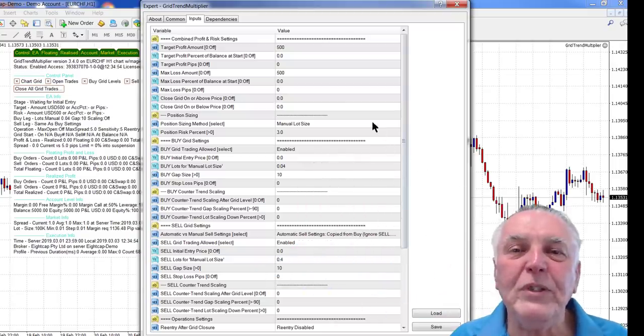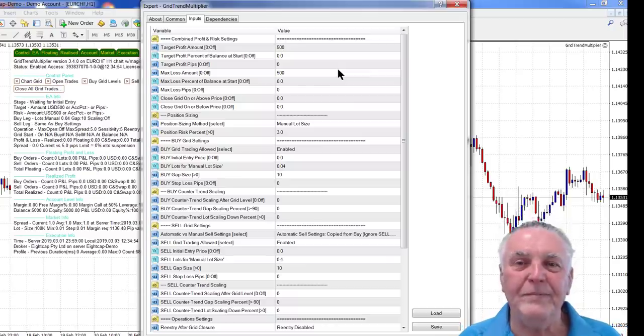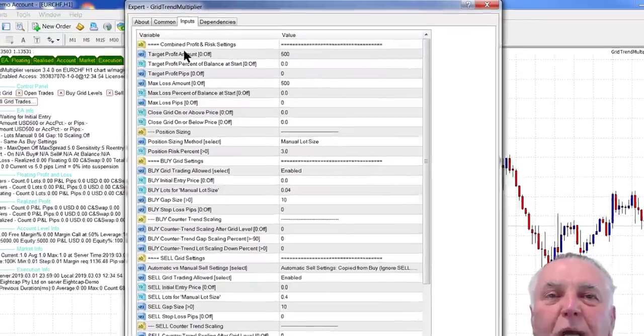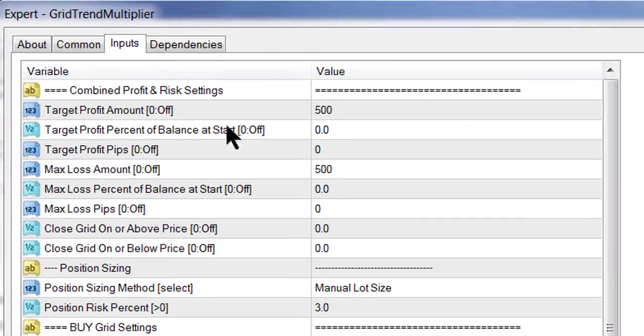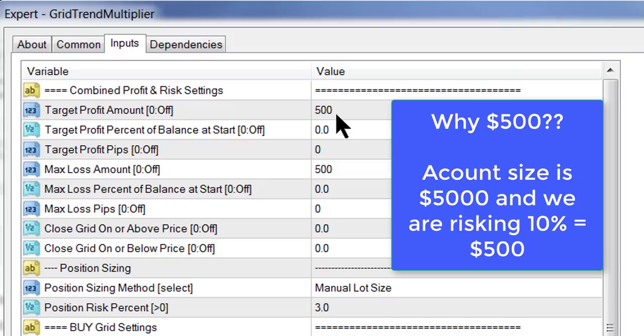So here's the input for the EA. It looks like a long list, but if you follow me, it will actually be very easy. So it says here, what is your target in dollars? I say $500. Then it says, what is your loss? So effectively, that's your stop loss for the group of trades that you're going to be making, and I'm also putting in 500 there. So it's as easy as that.